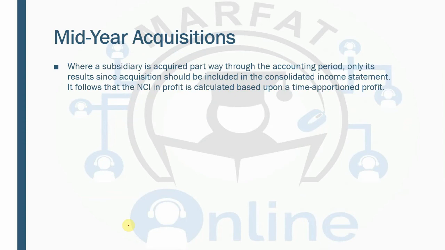Mid-year acquisition, I have already described this thing to you, that first thing you need to see when you're preparing the consolidated statement of profit or loss is the mid-year acquisition, because we are going to take the subsidiary's sales, cost of sales, and everything months by 12 in that case. That means on the pro rata basis.